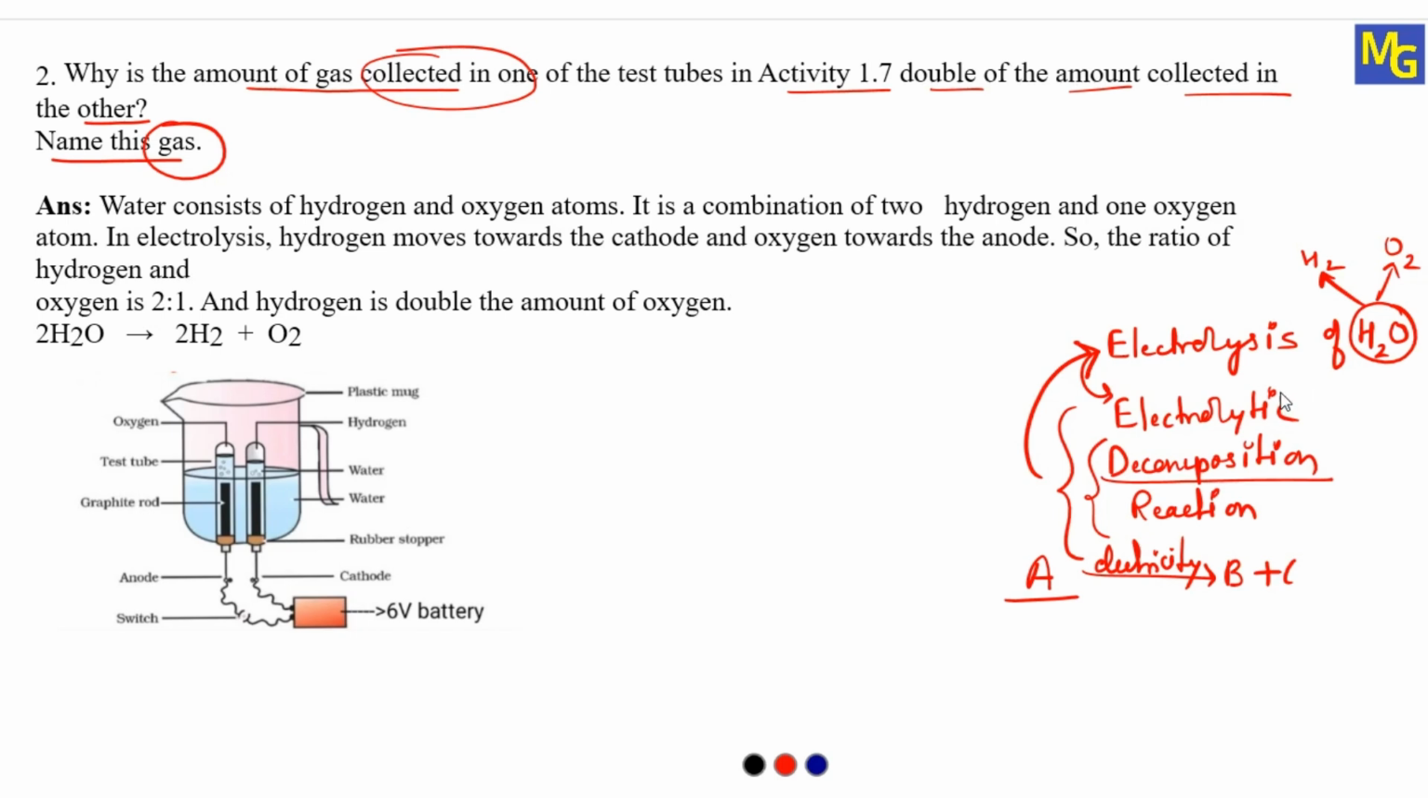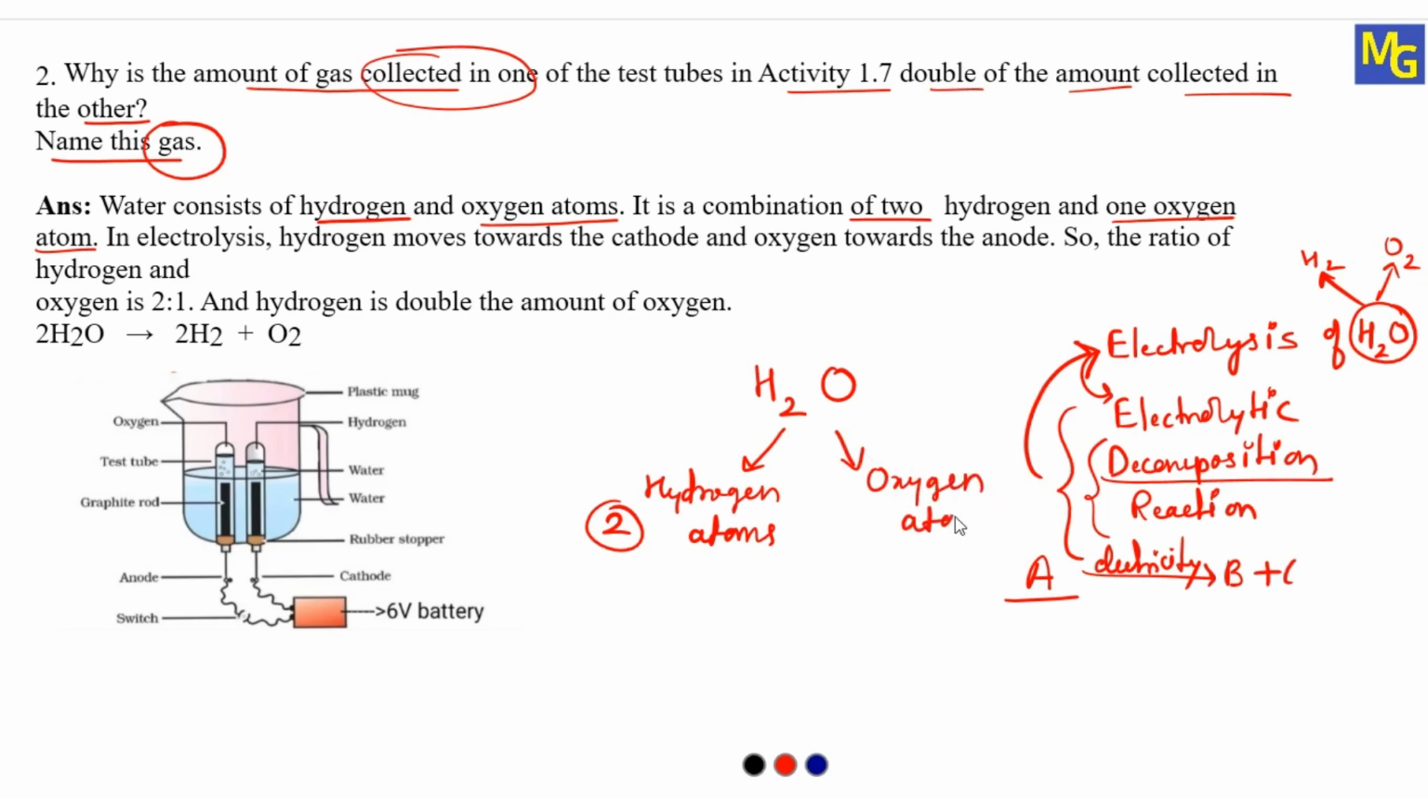In those I have explained this electrolysis of water in detail. So see the answer. Water consists of hydrogen and oxygen atoms. It is a combination of two hydrogen and one oxygen atom. So see here, we know the water formula, it is H2O. If you focus on this formula, I'll write it here, hydrogen atoms are 2 and oxygen atom is 1. So you can see here, oxygen atom is 1.